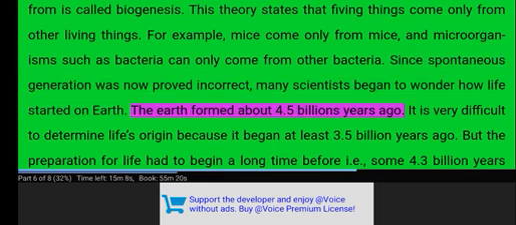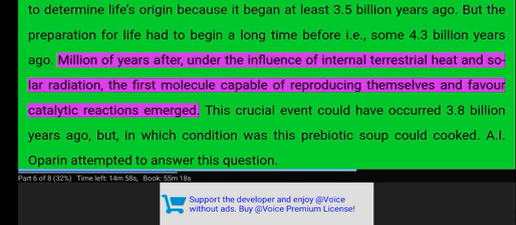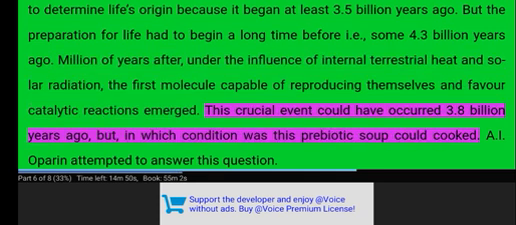The Earth formed about 4.5 billion years ago. It is very difficult to determine life's origin because it began at least 3.5 billion years ago. But the preparation for life had to begin a long time before, i.e., some 4.3 billion years ago. Millions of years after, under the influence of internal terrestrial heat and solar radiation, the first molecules capable of reproducing themselves in favor of catalytic reactions emerged. This crucial event could have occurred 3.8 billion years ago, but in which condition was this prebiotic soup cooked?